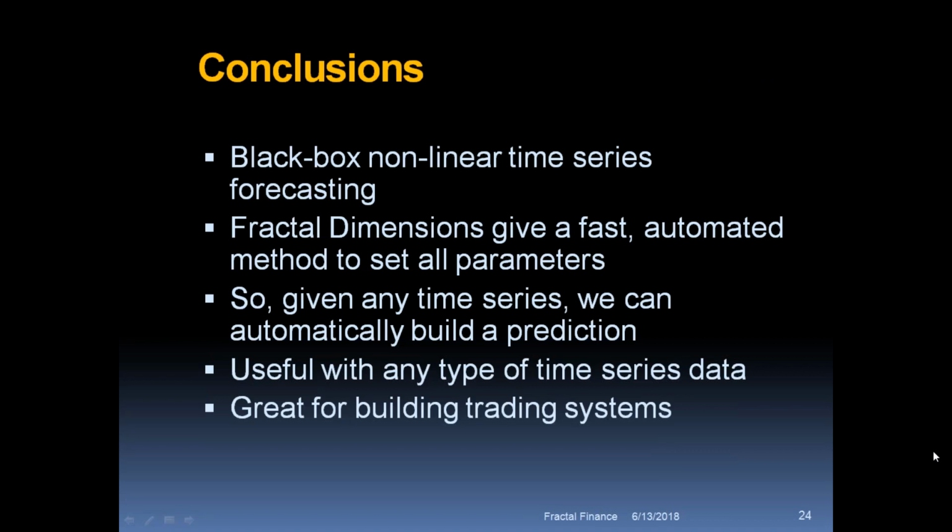So let's make some conclusions about what's going on here with fractals, lag plots, fractal attractors, and chaos theory. We can make a black box nonlinear time series model for forecasting. The fractal dimensions give us a very fast automated method to set all the parameters. What's important about this is we avoid curve fitting, which is always a major obstacle when you're creating trading systems or indicators. Also, because we can do this with just about any set of time series data, we can automatically build a prediction around anything as long as we have the price data available for that market. It's useful with any type of price or time series data, and I've found it is great for building trading systems, especially if you're using some sort of predictive element.